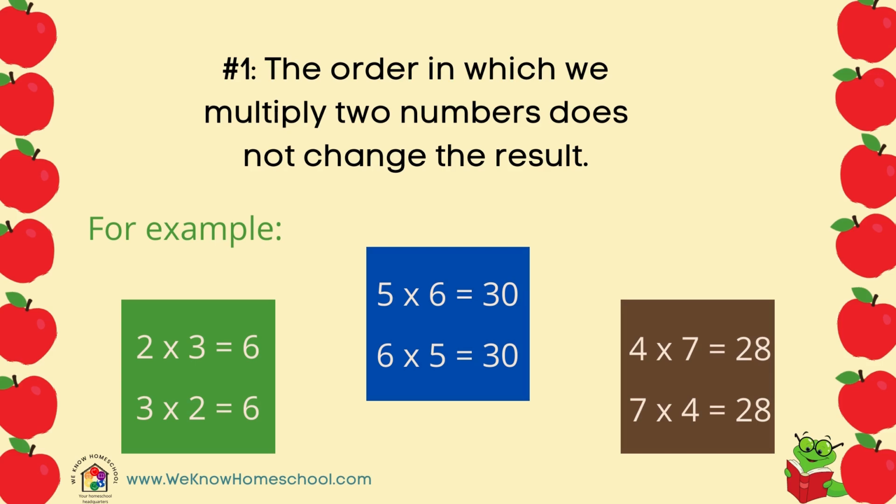Number 1, the order in which we multiply two numbers does not change the result. For example, 2 times 3 equals 6, and 3 times 2 also equals 6. That means that for each pair of numbers, you only need to memorize one combination. In other words, if you know that 5 times 6 equals 30, then you'll automatically know that 6 times 5 is also 30.